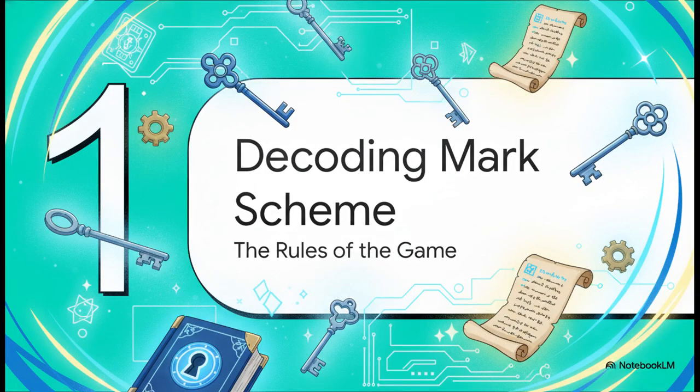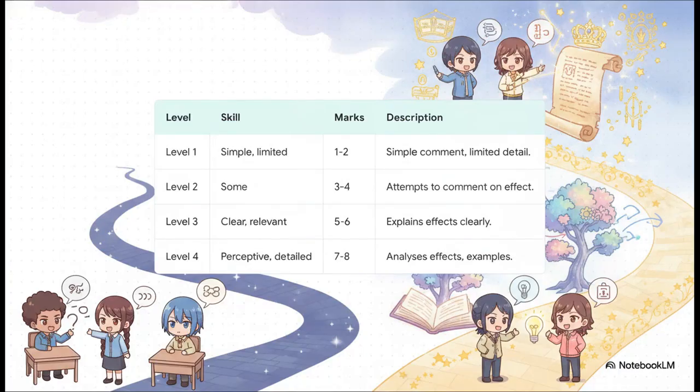So, stage 1, decoding the mark scheme, or as I like to call it, the rules of the game. Look, to win any game, you first need to understand the rules, right? In this case, that means knowing how examiners grade your analytical skills. The Assessment Objective 2, or AO2 mark scheme, maps out your whole journey. At level 1, you're making a simple, limited comment. By level 2, you're attempting to comment on the effect. Level 3 is where things get clear and relevant. But if you want those top grade 9 marks, level 4, your analysis has to be, quote, perceptive and detailed. You need to judiciously select your examples and really use that sophisticated subject terminology.